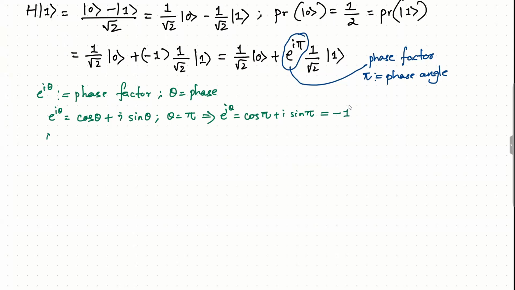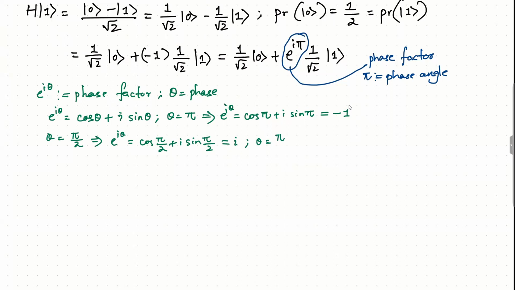Similarly, for theta equals pi over 2, we get e power i theta equals cos pi by 2 plus i times sine pi by 2. Now cos pi over 2 is 0 and sine pi over 2 equals 1. That's why I'm left with just i.